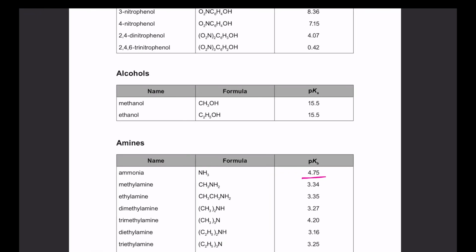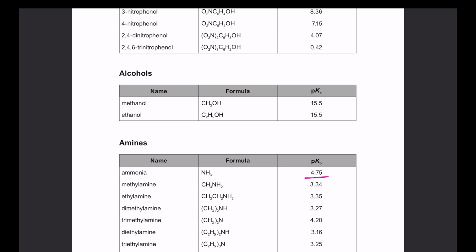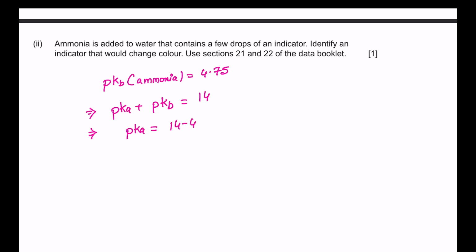I'll zoom in a bit. Yeah, zoomed in a bit, you can see the value is here, so it's 4.75. So pKb of ammonia is 4.75. Now, as the pKb of ammonia is 4.75, we have to find the pKa. How can we find the pKa? There is a classic formula that pKa plus pKb will sum up to 14 for any compound. So from here, pKa will be 14 minus 4.75. So our pKa will be 9.25.